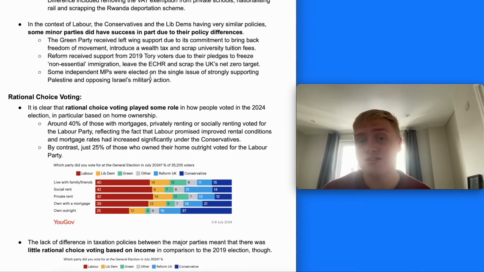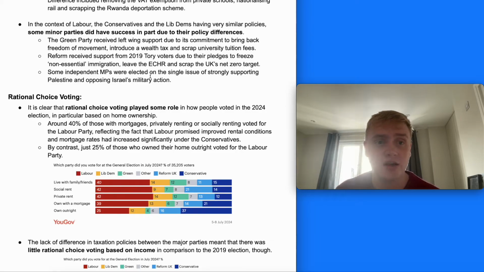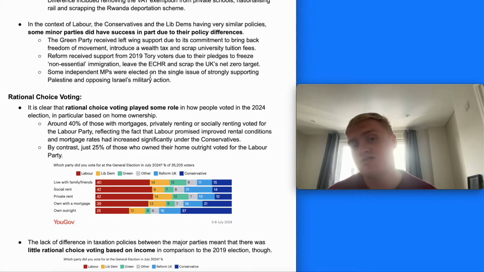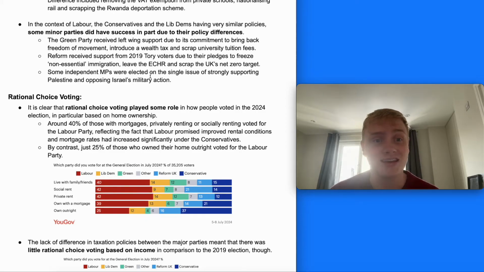In the context of Labour, the Conservatives and the Lib Dems having very similar policies, some minor parties did have success, in part due to their policy differences. So the Green Party received significant left-wing support due to its commitment to bring back freedom of movement, introduce a wealth tax, and scrap university tuition fees. They had a more left-wing manifesto, when Labour certainly didn't.